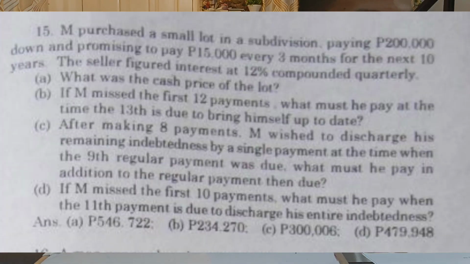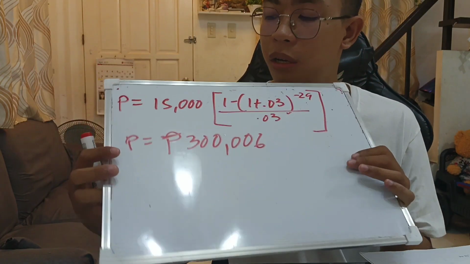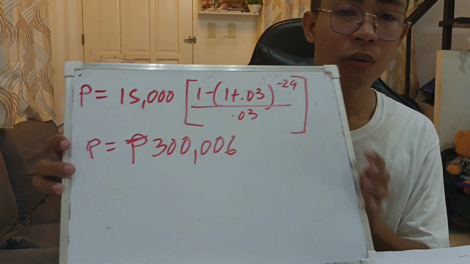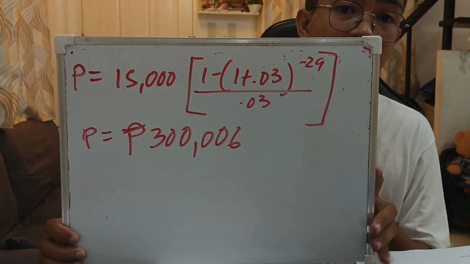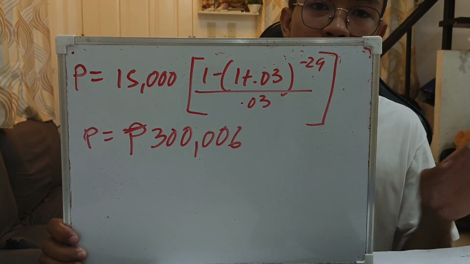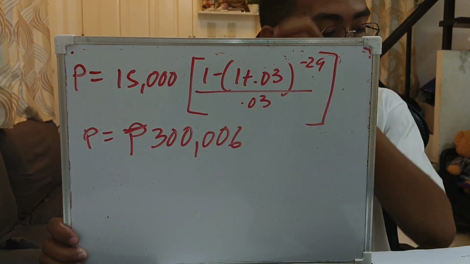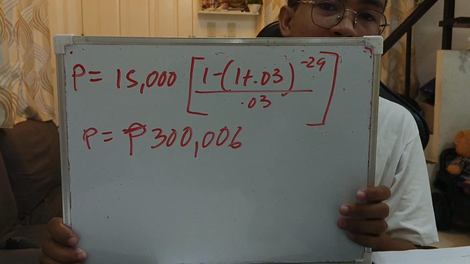Letter C. After making 8 payments, M wishes to discharge his remaining indebtedness by a single payment at the time when the 9th regular payment was due. What must he pay in addition to the regular payment due? So we will be looking for P again here, 15,000, but our n would be the original n, which is 40, minus the 9th payment. The 9th regular payment was due, so 40 minus 9 is 29. So substitute it to the formula: A times 1 minus (1 + i) to the power of negative n, over i.